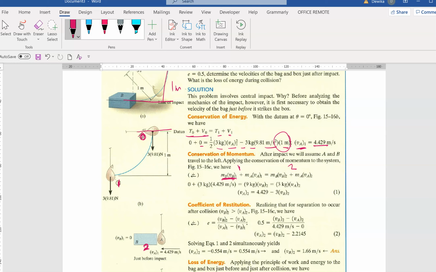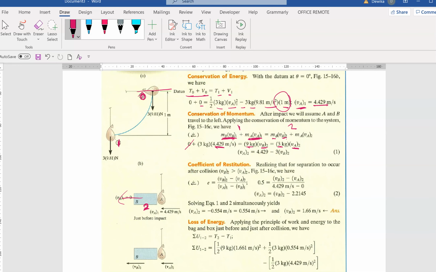So at point 1, this box was stationary, so that's why it is 0. At point 1, the velocity was actually 4.429. You just calculated that, right? And then we have MB, VB. The M of the box is 9, and the V of the box, it's now moving in case number 2, but we do not know the velocity. So leave that alone. We have 3 times VA2. Of course, after the collision, we don't know the velocity of the sack. So you have one equation here. You call that equation 1.